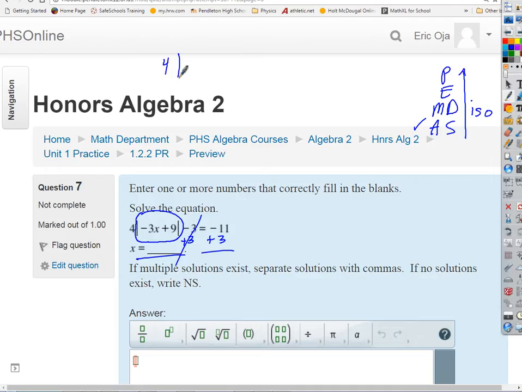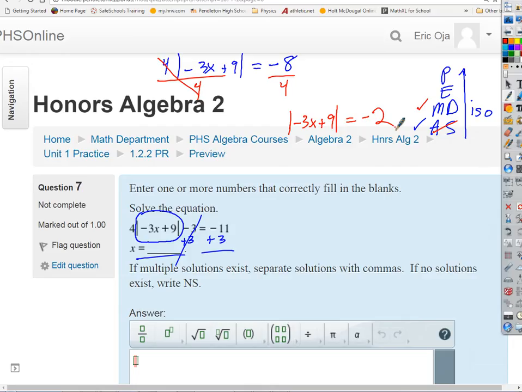4 times the absolute value of negative 3x plus 9 equals negative 8. And then the next step would be we're going to divide by 4. So then we get up to multiplication and division. So divide by 4. And then we end up with the absolute value equation, the absolute value of negative 3x plus 9 equals negative 2. Okay, so what do we do with that?